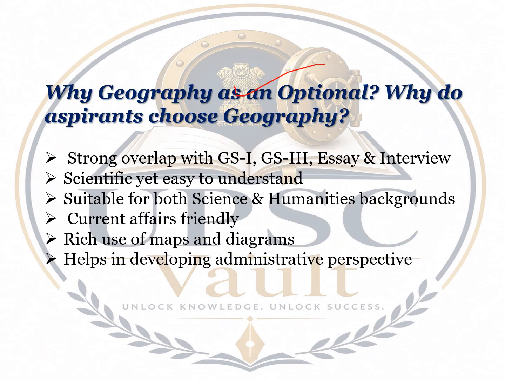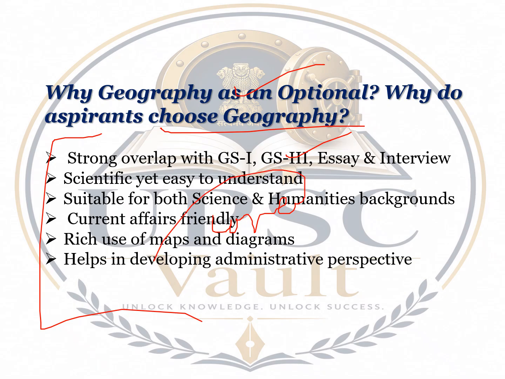Why is it an optional? Why choose geography as an optional in UPSC CSE? This is because it has a very strong overlap with GS1, 3, essay and interview, although you can relate it with other parts also. In GS1, 3, essay and interview it has direct relevance. It is scientific but easy to understand. Once concepts are clear, they are clear forever, so you do not need to go into the depth again and again. It is suitable for both science and humanities background people.